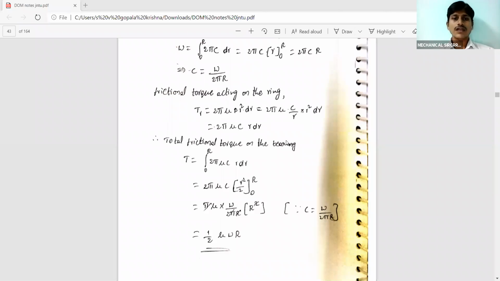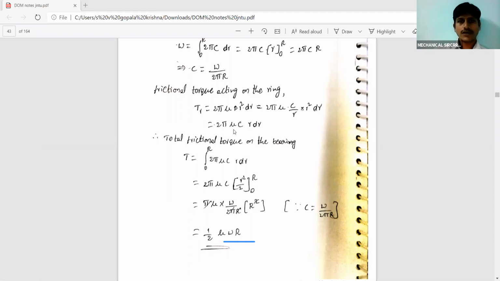Then the total frictional torque on the bearing. For getting the total frictional torque, we integrate the above equation, 2 pi mu C R dr. When integrating, we get the value half into W R. So that is the frictional torque on the bearing: half into mu W R. This is the procedure to follow for calculation of the total frictional torque on the bearing, and the total power lost in friction.